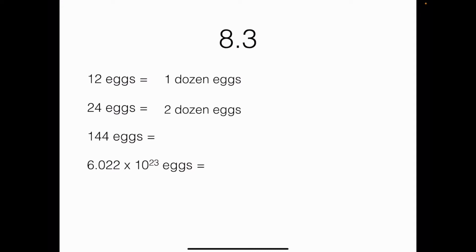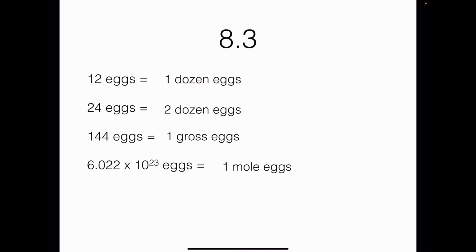And then most people don't know what 144 eggs is called, but this would be called a gross of eggs. It's just a way to express the amount in a group, and that's it. That's all a mole is. Numerically speaking, if I had 6.022 times 10 to the 23rd eggs, I would have a mole of eggs.